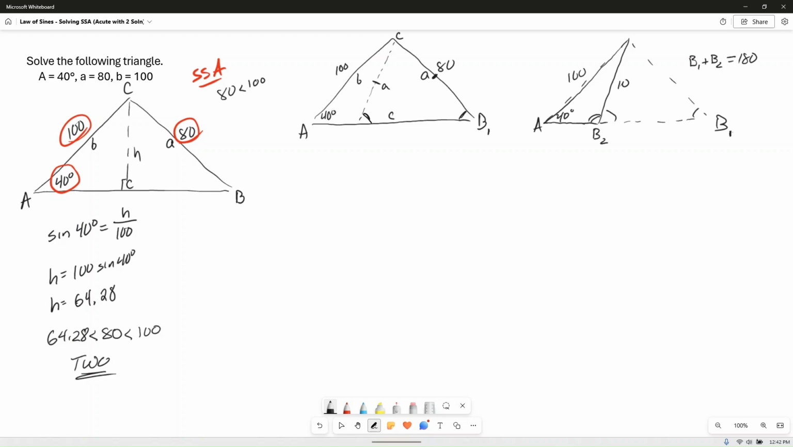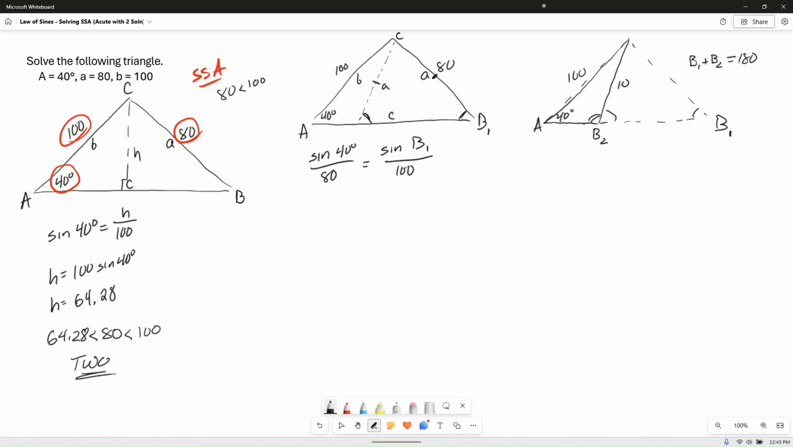So let's start with our first triangle, and we're just going to use the law of sines for all of this. We just have a lot going on here. So we have angle A is 40 degrees. Let me write my proportion. Sine of 40 degrees over side A, which is 80, has to equal the sine of B, but again, we're thinking of this as B1 now, over side B, which is 100. And so we can find angle B by cross multiplying and dividing.